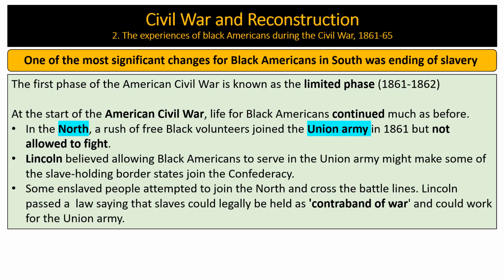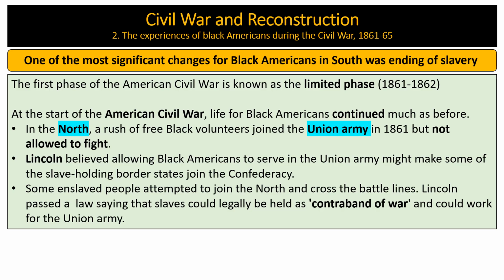So the first phase of the American Civil War is known as the limited phase, and that takes place between 1861 and 1862. Now at the start of the American Civil War, life for black Americans continued much as before. In the North, a rush of free black volunteers joined the Union Army in 1861, but they were not allowed to fight, and this is because Lincoln believed that allowing black Americans to serve in the Union Army might make some of the slave-holding border states join the Confederacy.